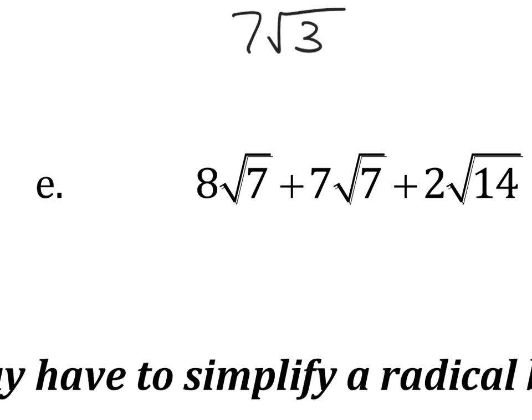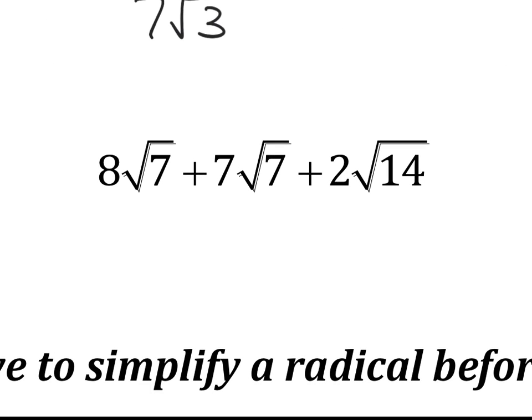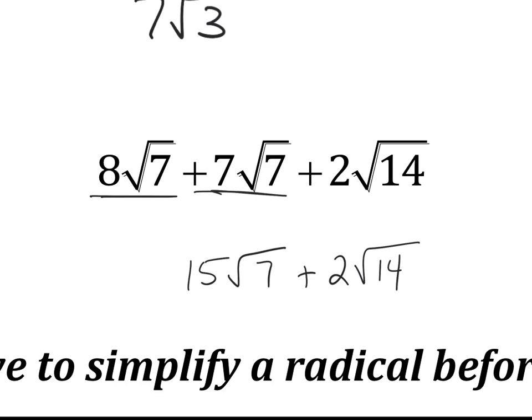Okay, for E, I have 2 sets of like radicals and then 1 that is not the same. So that means the only ones that I can add are these 2. So I do 8 plus 7, which in this case is 15. So I have 15 square root of 7. I can't do anything with the 2 plus square root of 13, so I just bring it down. So my final answer is 15 square root of 7 plus 2 square root of 14.